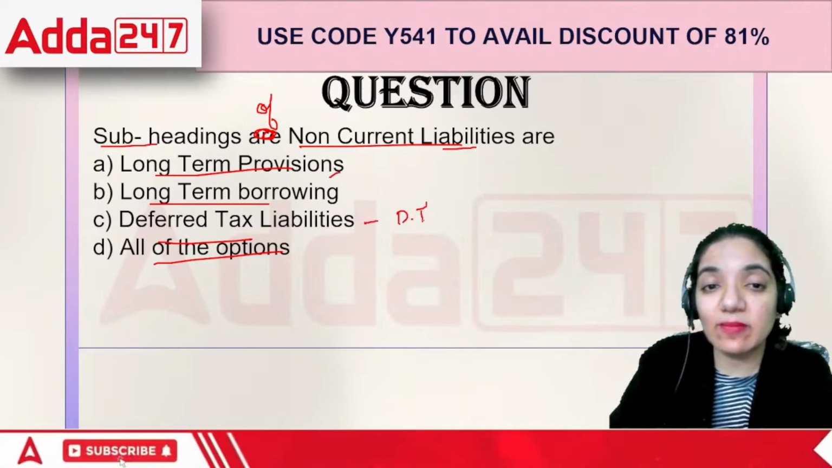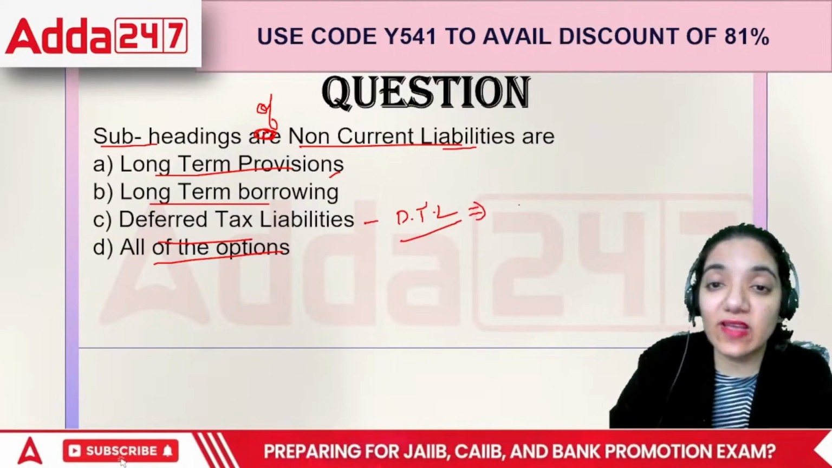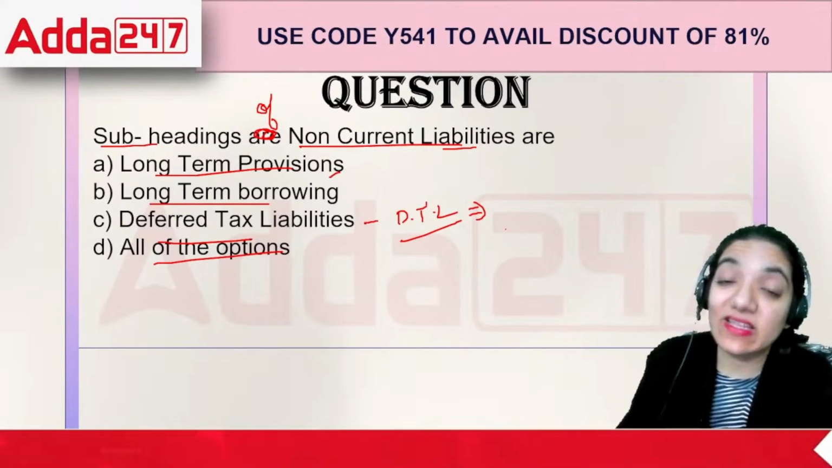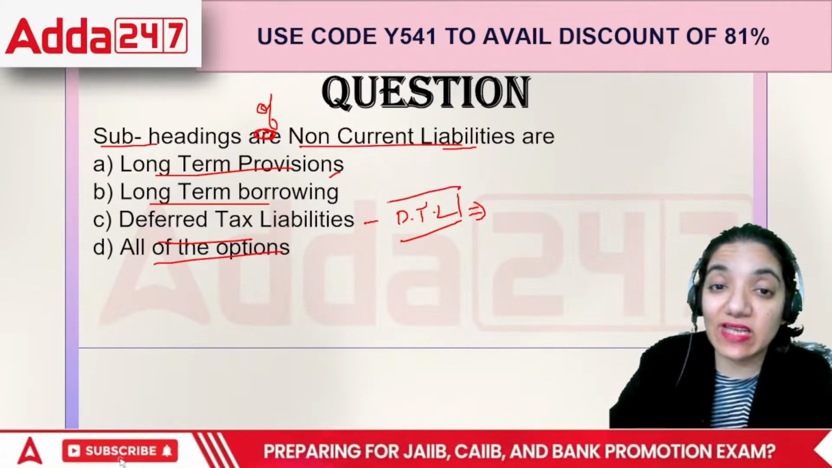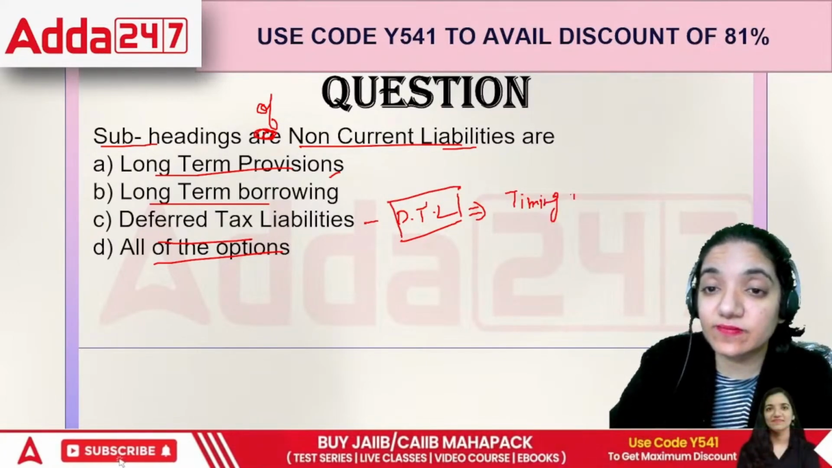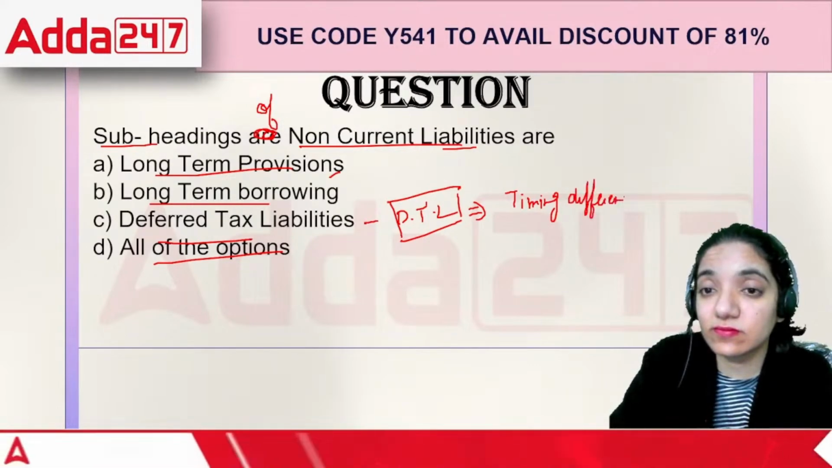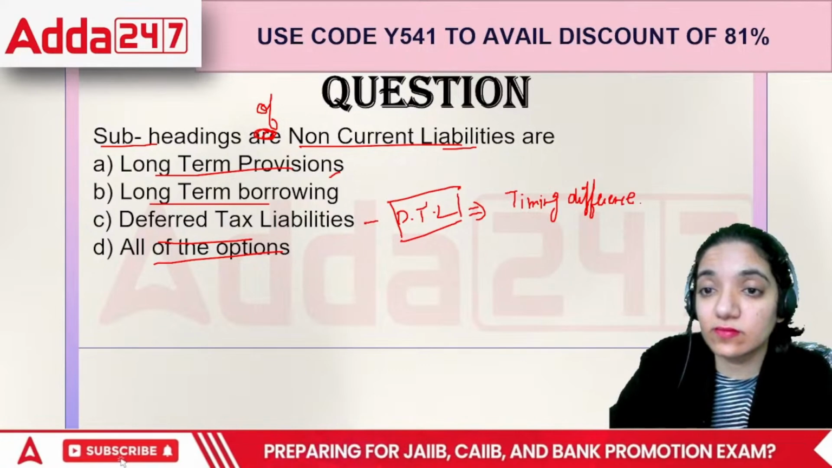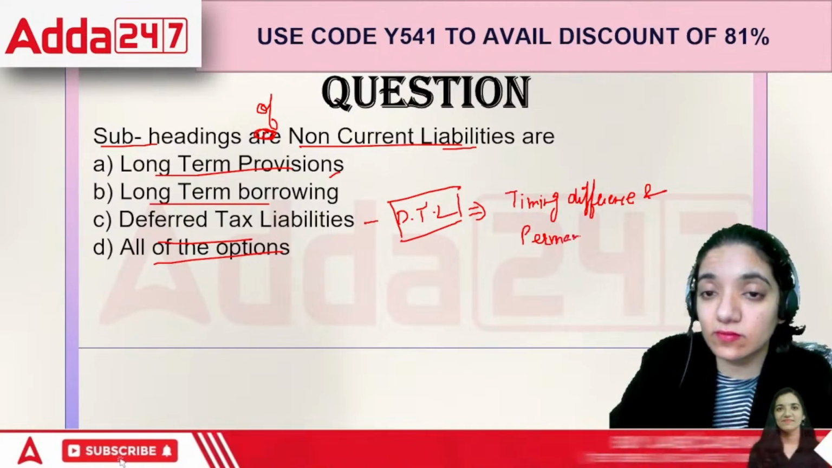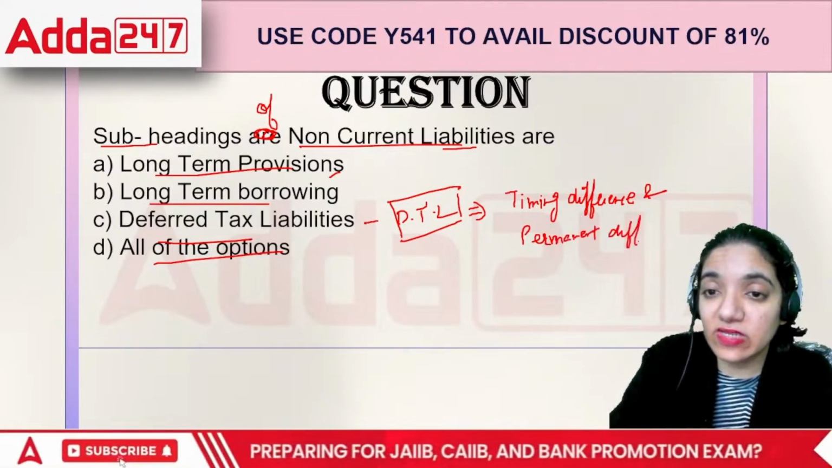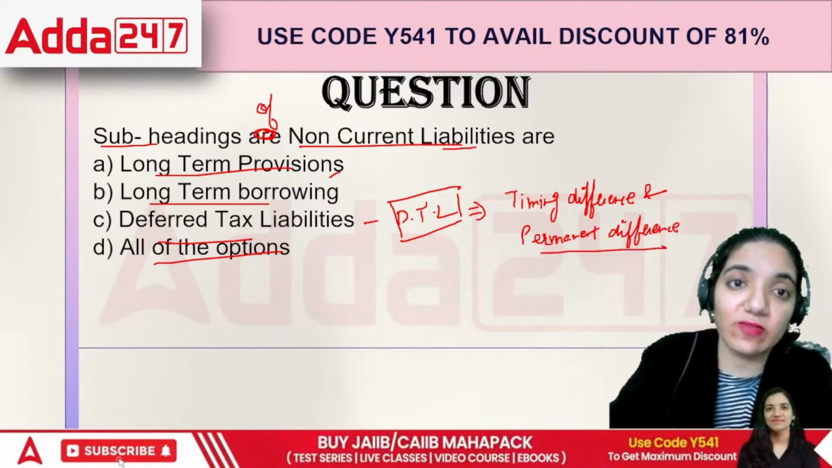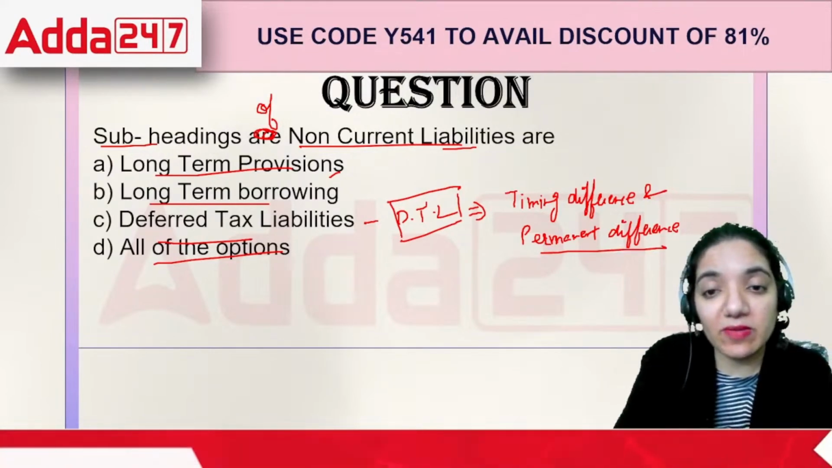Deferred tax liability is basically a position where we have to pay more tax tomorrow while we are paying less tax today. That is what we define as deferred tax liability. The problem is the timing as well as the permanent difference. Timing difference as well as permanent difference that occurs in the working of the person. That is how we can define the timing as well as the permanent difference.